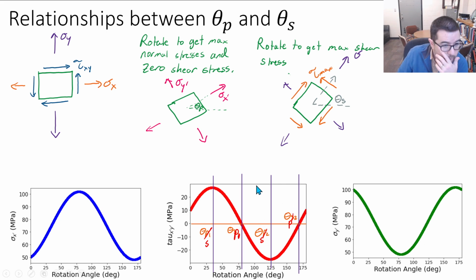If we look at the spacing of these values, what do we see? We see that they're 45 degrees apart. And if we circle back around, we would see that you could also say there's a phase of 45 degrees between this theta P2 and this theta S1.